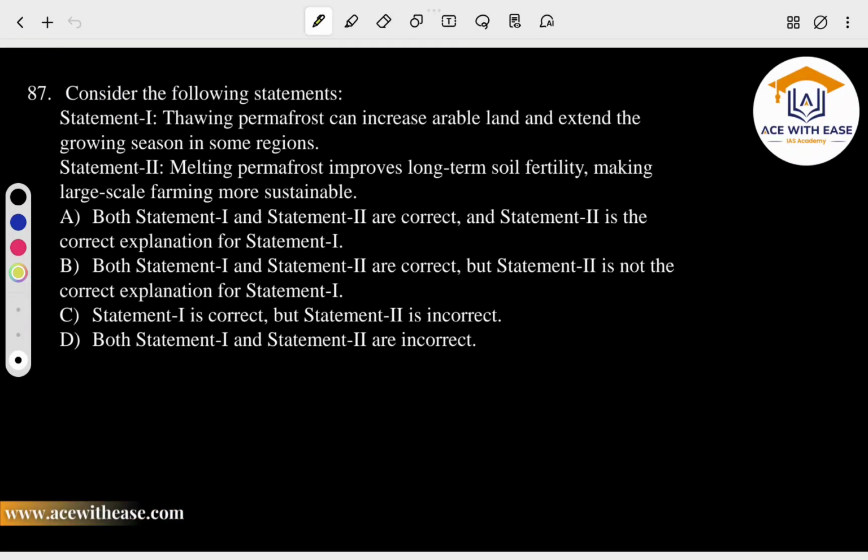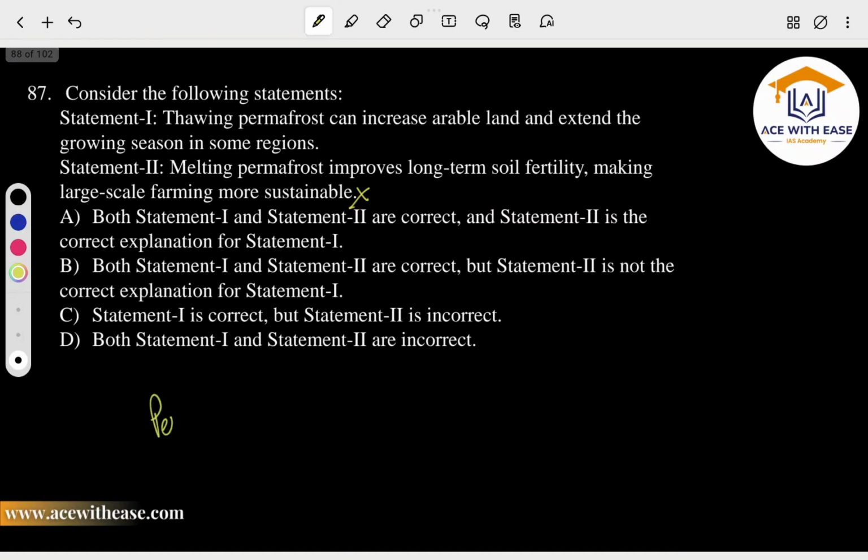87. Thawing permafrost can increase arable land and extend the growing seasons in some regions. Yes, melting permafrost improves long-term soil fertility, making large-scale farming possible. No, this statement is wrong. Large-scale farming and all is not present near the melting of permafrost.